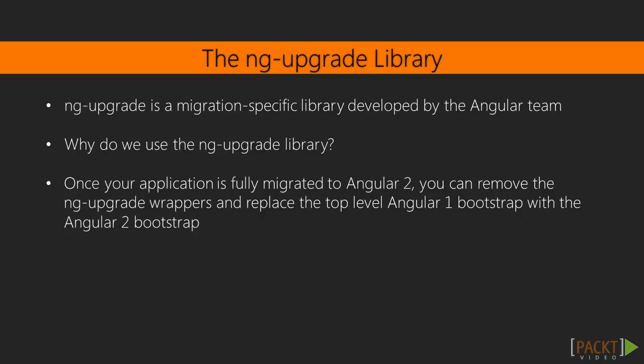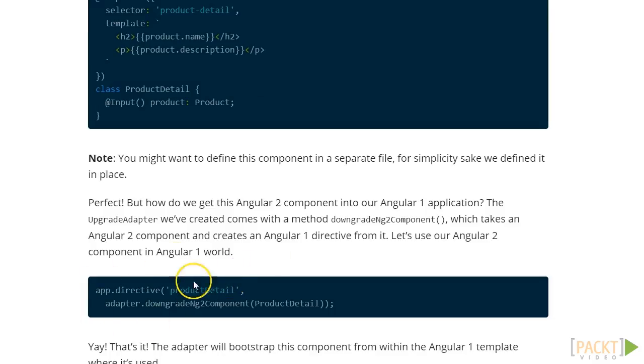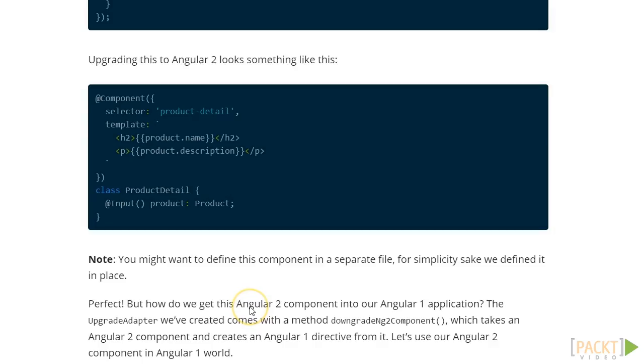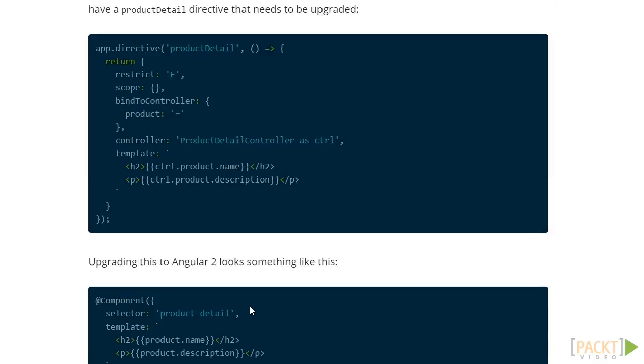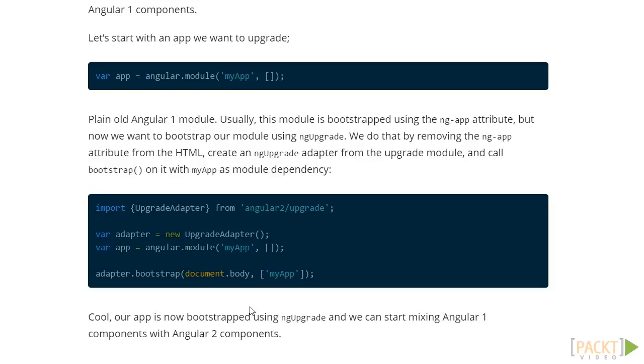This easy migration process is made possible by the ng-upgrade library, which is developed by the Angular team specifically for migration purposes. What ng-upgrade does is it wraps your newly written Angular 2 code into Angular 1 components, as we can see on its directive example here. That way, you use the Angular 1 wrapper directive as long as your application is not fully migrated to Angular 2. Once the migration is complete, you can remove the ng-upgrade wrappers and replace the top-level Angular 1 bootstrap with a brand new Angular 2 bootstrap.